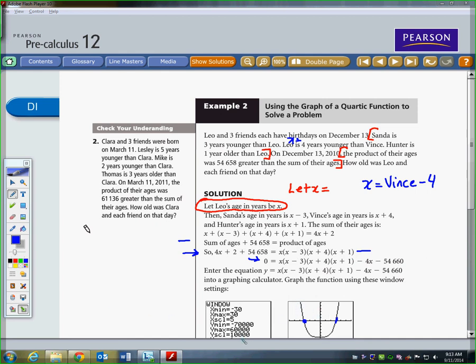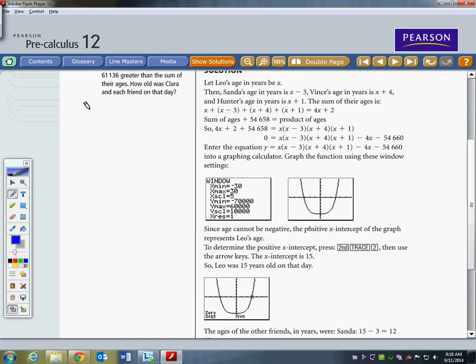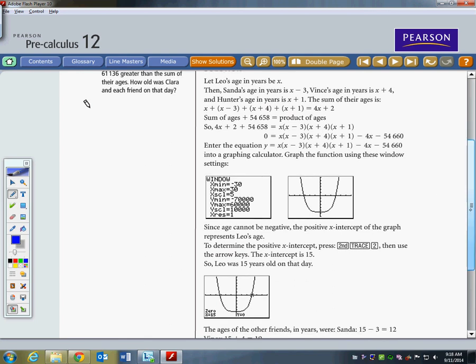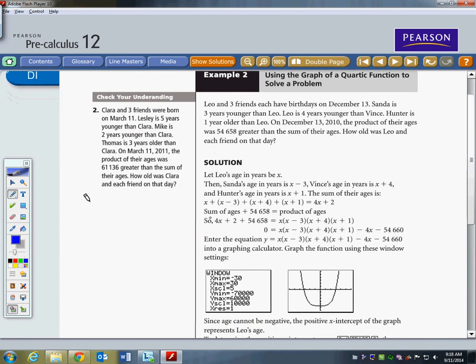So they get on their graphing calculator here, let me just scroll down a little bit. They use the trace and they say, okay, where's that x-intercept? It's at 15. So Leo was 15 years old on that day, and then you can figure out the other people's ages. So if Leo was 15, then Sanda was 15 minus 3, which is 12. Vince was 15 plus 4, so that's 19, and Hunter was 16. And there are the ages. Okay. Now it's time for you to try the Clara and 3 friends. So I'm going to pause this again.